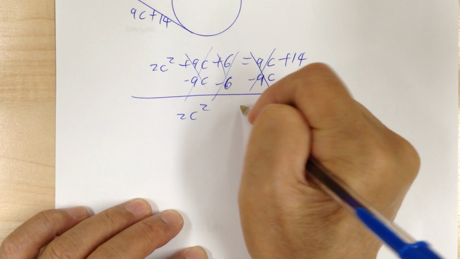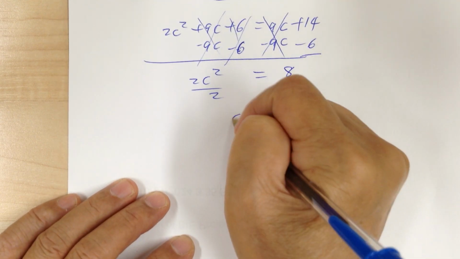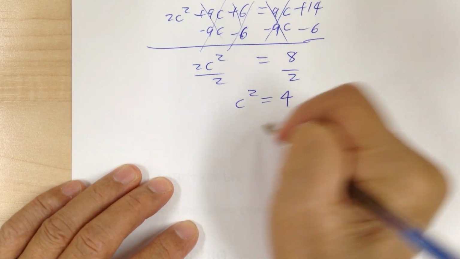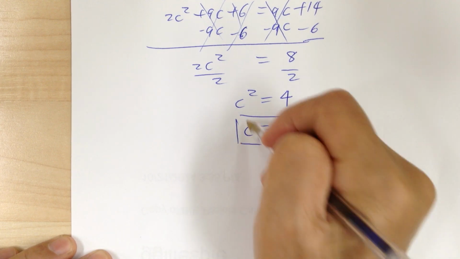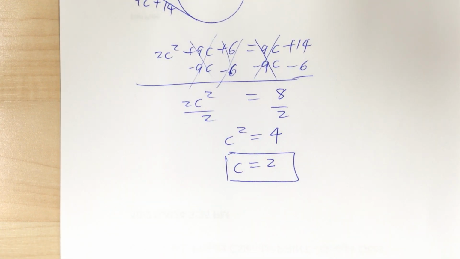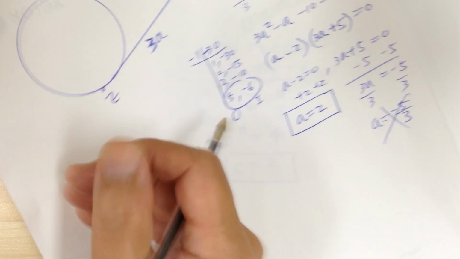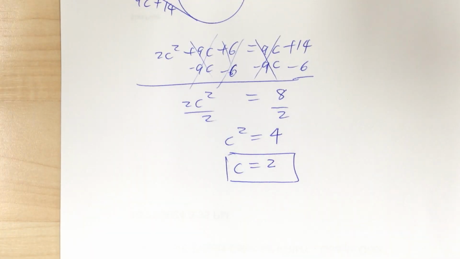So I got 2c squared equal to 8. Divide both sides by 2, so c squared equal to 4. Take the square root, so c equal to 2. So again, if there's no middle term, you can just solve directly. But if there's a middle term, when I say middle term I mean this one here, you have to do factoring. Okay, let's go to number 9.